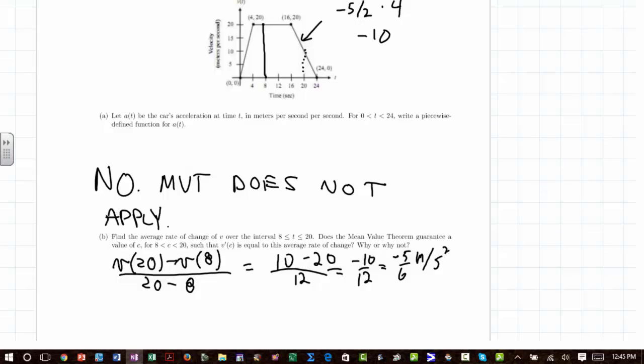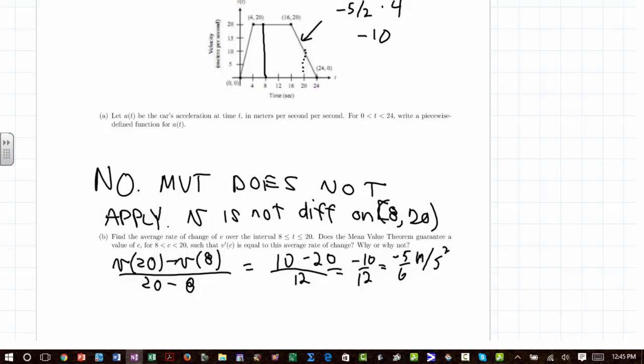Why does the mean value theorem not apply? Go ahead, Joey. There's no continuous derivative. Okay. V is not differentiable on the interval from 8 to 20. Which is another way of saying the derivative is not continuous on that interval. So it does not meet the conditions of the mean value theorem.